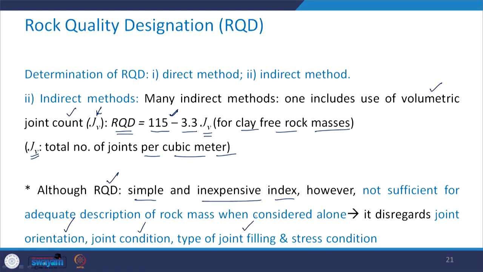We are not considering the joint orientation or the condition of the joint or the type of joint filling or the stress condition while determining this rock quality designation. When I say stress condition, it means whether it is the hydrostatic state of stress, uniaxial or biaxial, or many other such situations, what are the in situ stresses in the field. All those things play an important role towards the behavior of the rock mass.